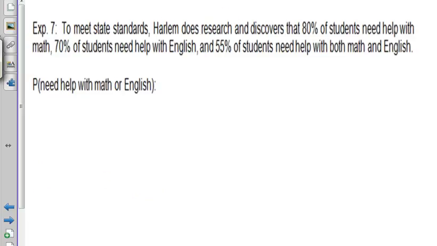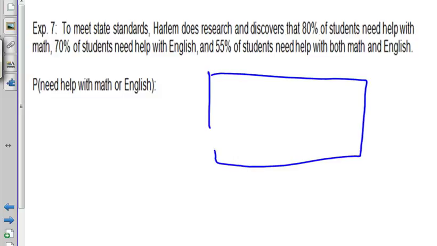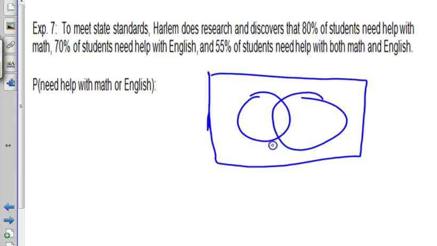Okay. To meet state standards, Harlem does research and discovers 80% of students need help with math, 70% need help with English, and 55% need help with both math and English. I find this one kind of easier to do like this. What percent need help with both? We have math, English, 55. Okay, 55% need help with both.